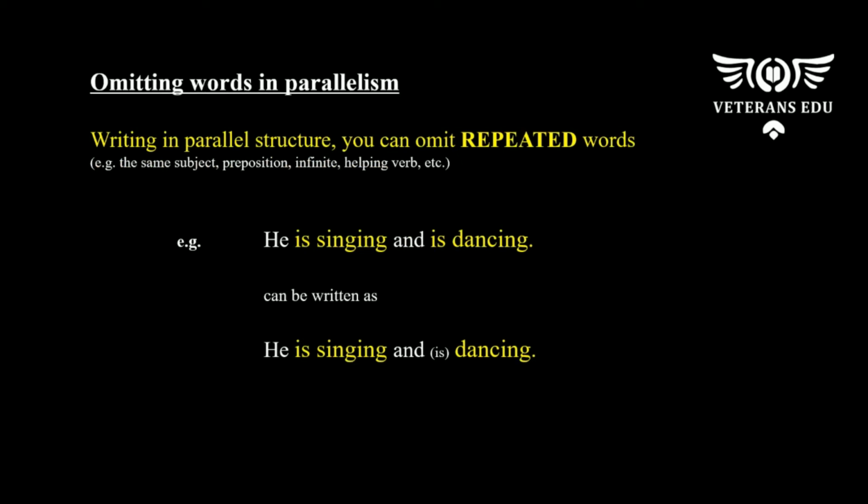The next concept to understand is omitting words in parallelism. Now, when you're writing in parallel structure, you can actually omit any words that are repeated. For instance, the sentence "he is singing and is dancing" can be written as "he is singing and dancing." And we actually utilize the second sentence much more often when we're speaking or writing. Likewise, "I like to sing and dance" is just another way of saying "I like to sing and to dance." And surprisingly, many students actually think it is incorrect to say "I like to sing and to dance," but you have to understand that both of them are grammatically correct.